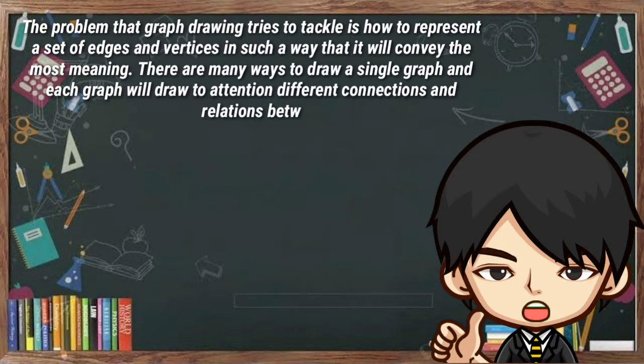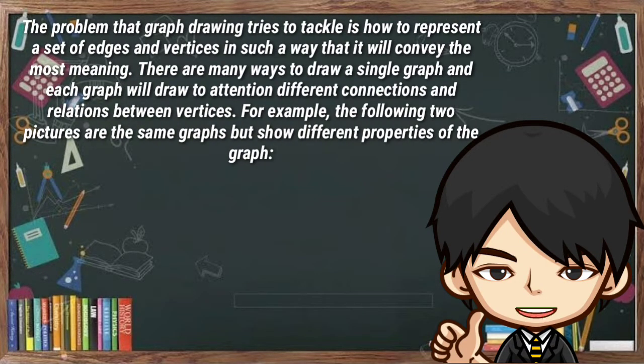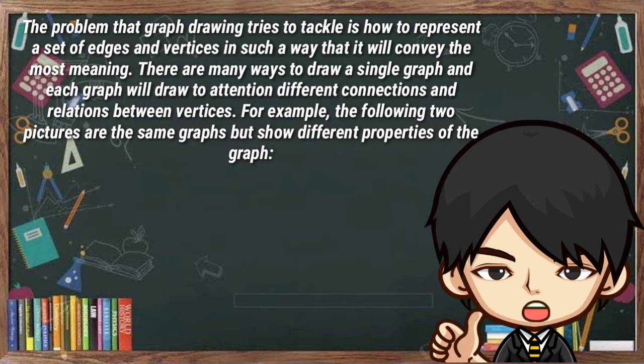The problem that graph drawing tries to tackle is how to represent a set of edges and vertices in such a way that it will convey the most meaning. There are many ways to draw a single graph, and each drawing will draw attention to different connections and relations between vertices. For example, the following two pictures are the same graph but show different properties of the graph.